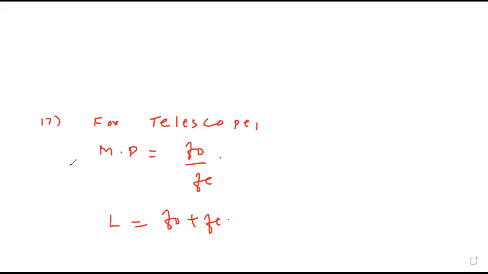Except mirror, all the rest of the formulas I have given, because the mirror part we have not yet done. Just go through all the formulas for two to three minutes so that we can start with numericals.